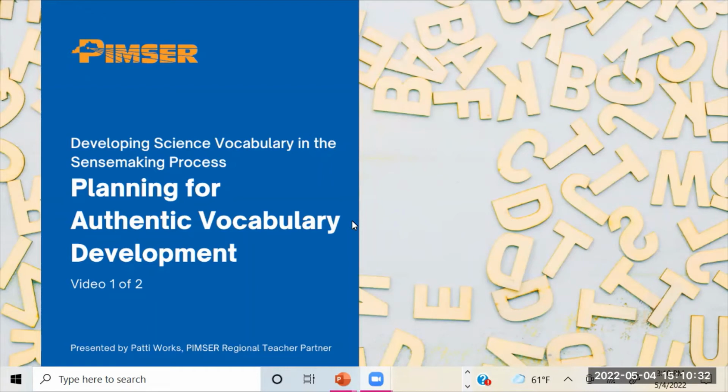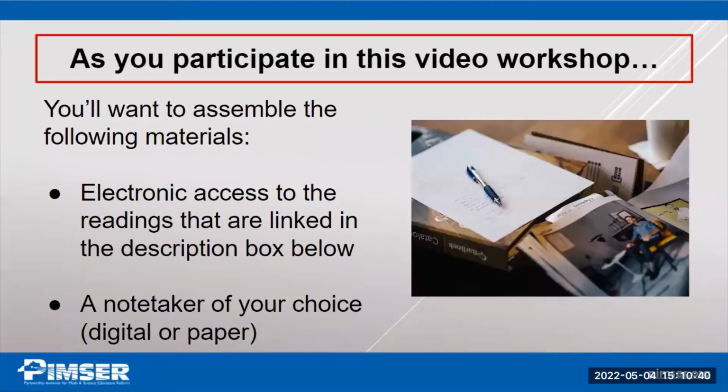This is the first video in a two-part series on vocabulary development in science. As you participate in this workshop, this video can be used individually or with a grade level group or PLC. You'll want to have access to the following materials as we get ready to get started today. You'll want electronic access to the readings, and those are linked in the description box you see below the video. And then you'll need some sort of note taker of your choice, either an electronic document or paper and pen.